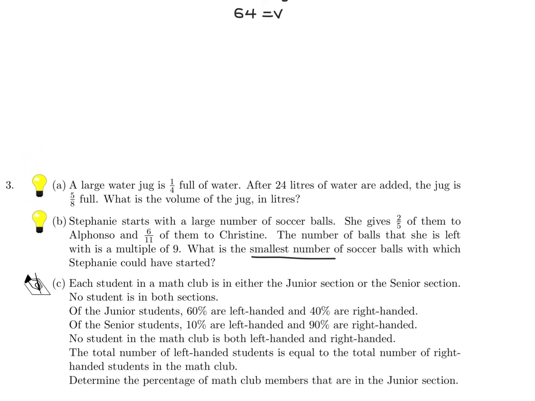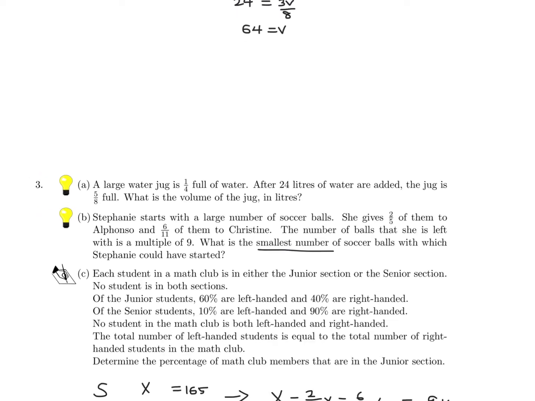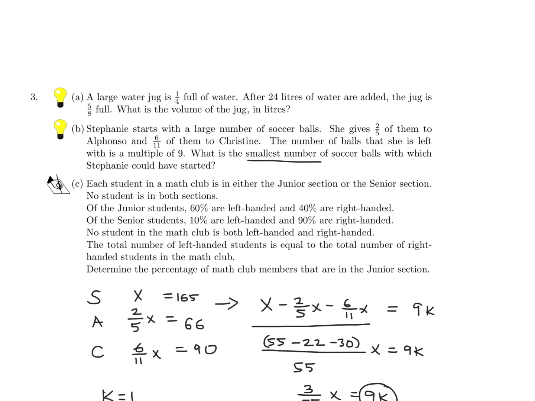Each student in a math club is either in the junior section or the senior section. In the junior section, 60% are left-handed and 40% are right-handed. In the senior section, 10% are left-handed and 90% are right-handed. The total number of left-handed students is equal to the total number of right-handed students. Determine the percentage of math club members that are in the junior section.